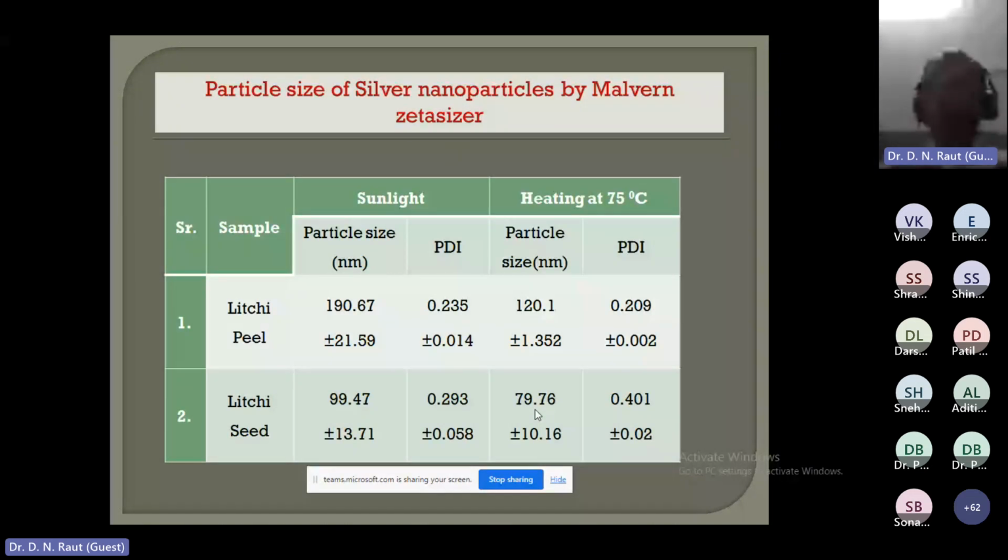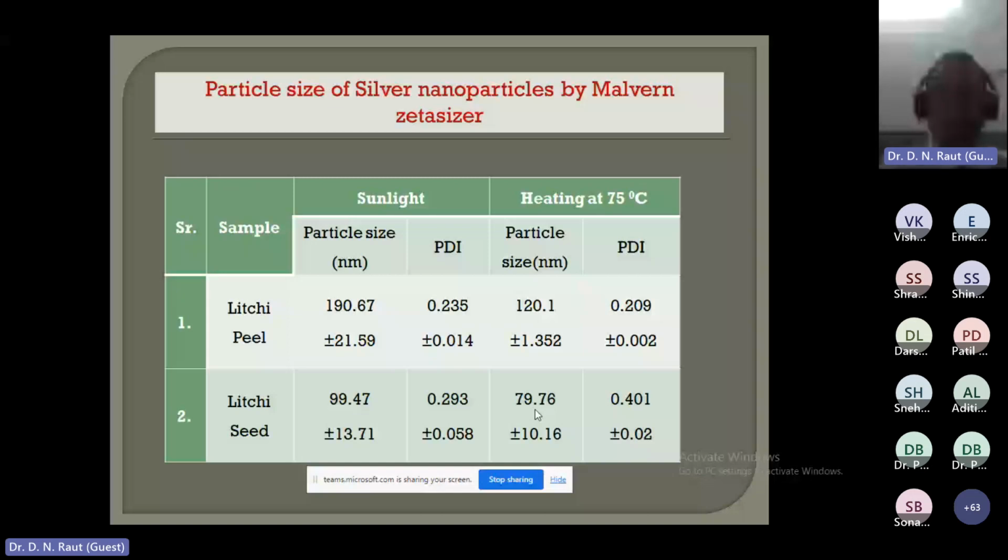It will remain in the precipitate. So we have to remove the precipitate. Otherwise, it will interfere with the entrapment efficiency determination of that drug. So initially, you can use a centrifugation technique to separate it.